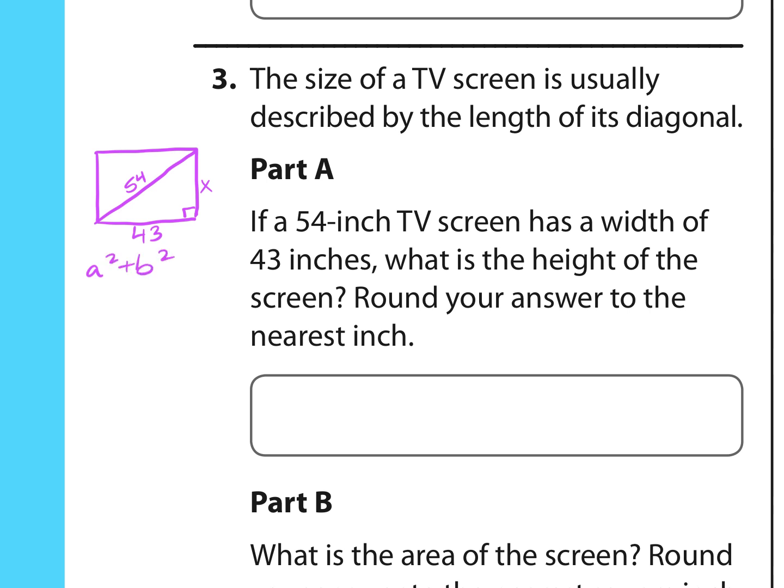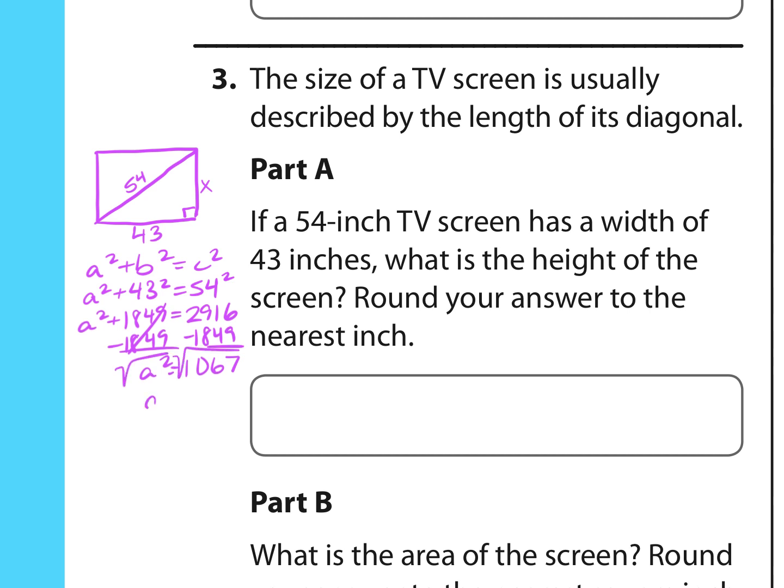So I'm just going to set up a Pythagorean theorem where 54 is c, and we'll call this a squared plus 43 squared. Simplifying, 43 squared is 1,849, and 54 squared is 2,916. So we'll subtract 1,849 from both sides, and we get that a squared is equal to 1,067. And then square root both sides to get that a comes out to 32.666... And to round to the nearest inch, that's 33 inches.